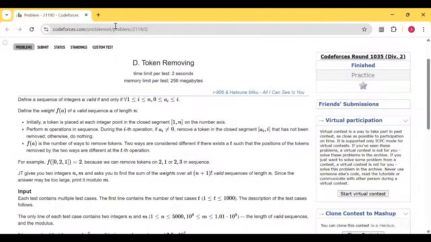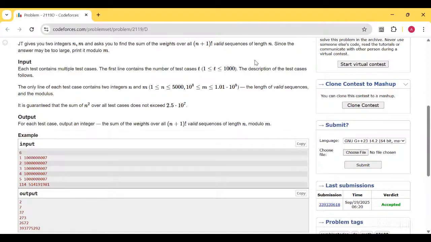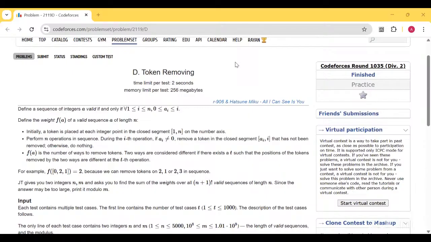Okay, let me share the link. Have you solved this problem? Not yet. Okay, so please read the problem. You can chat in the class when you finish reading.